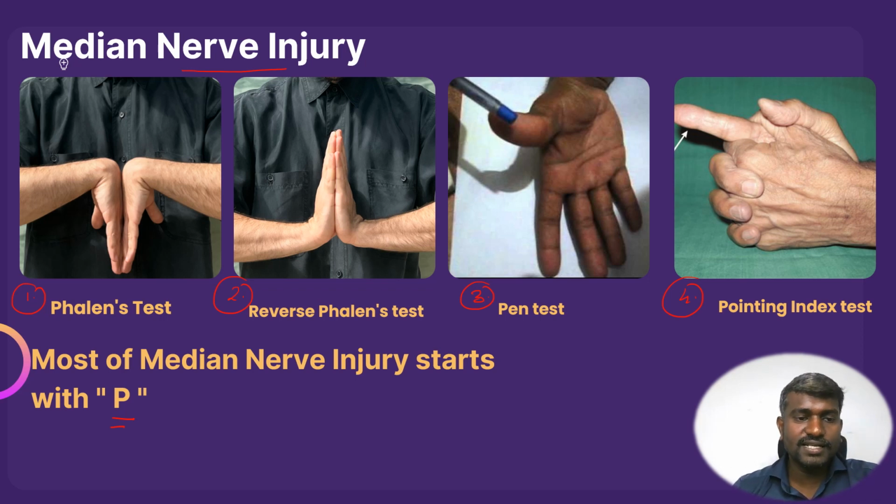Ulnar nerve injury tests are going to be card test, book test, or the Igawa test. These are the ulnar nerve injury tests. Ulnar nerve injury tests. Good.